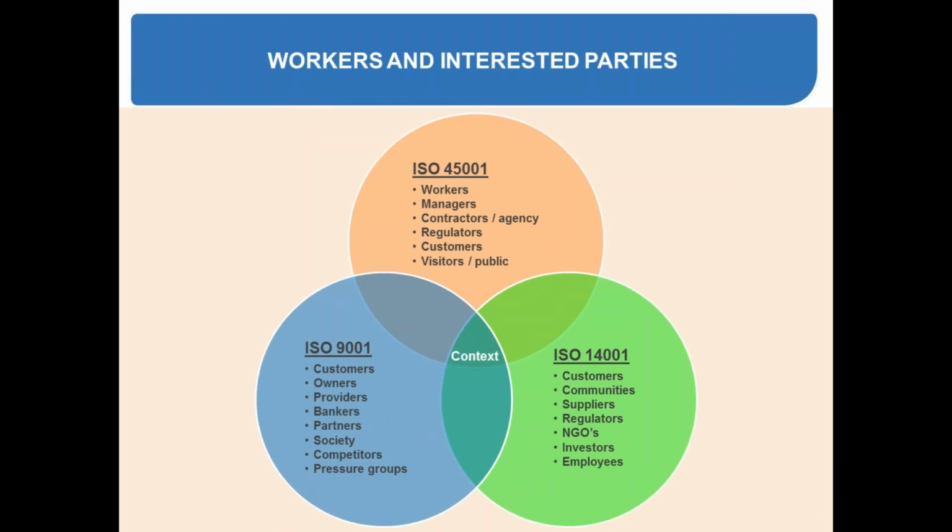When we talk about interested parties within 45001, workers are the primary interested party that must be considered at every element of the OHS system. When we talk about workers, that can include managers, because they are also workers, as well as contractors, agency members, regulators, customers, visitors and members of the public.